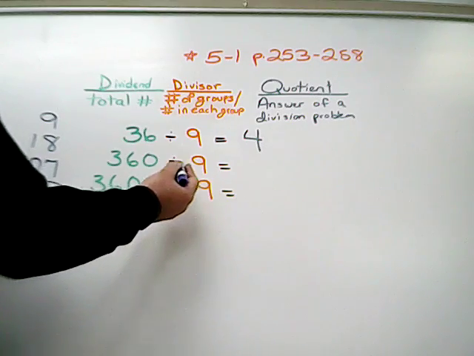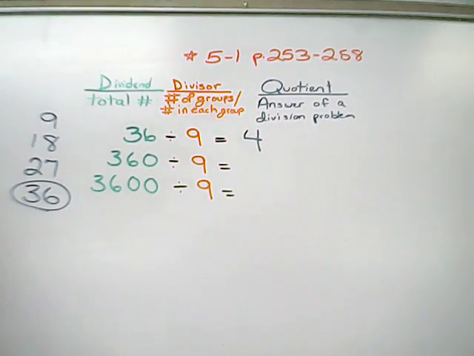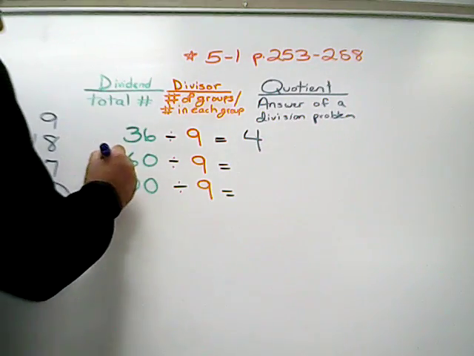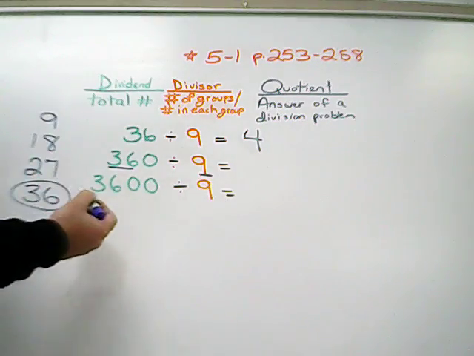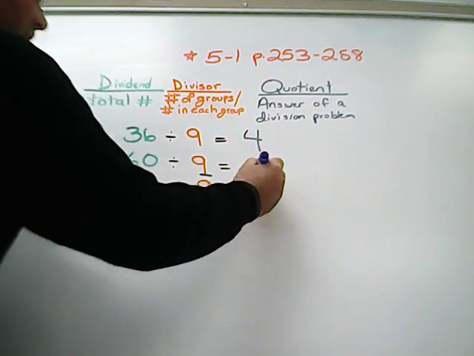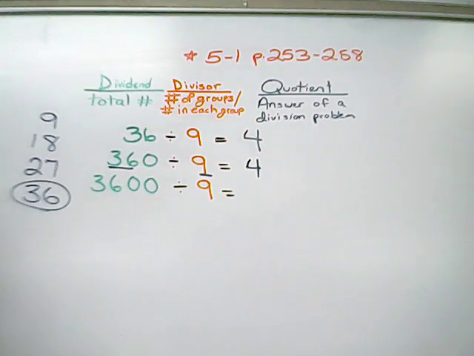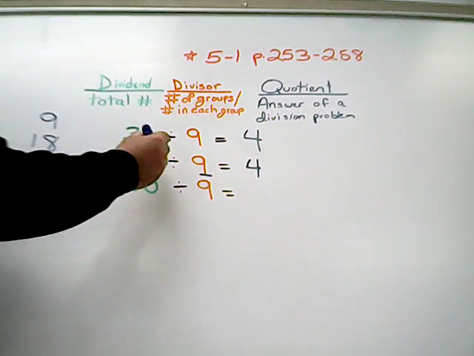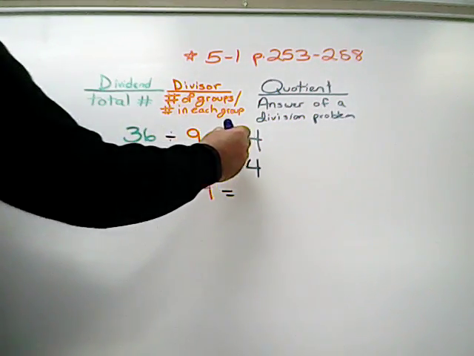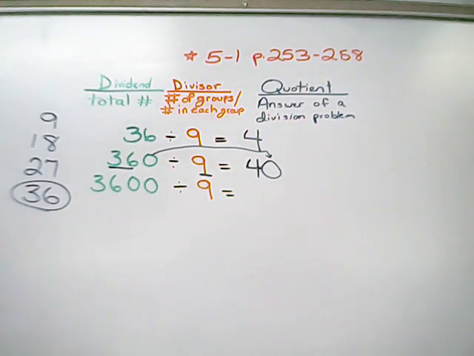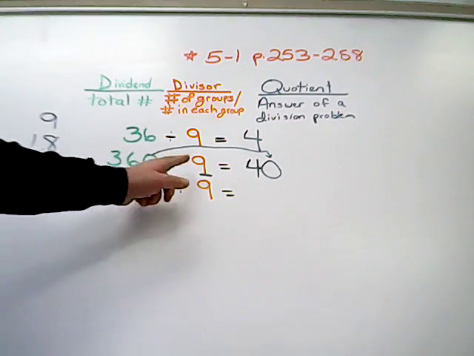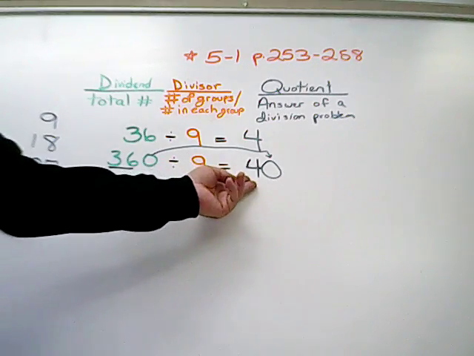I could skip count by 9s until I get to 360. But a much easier way to do this is to use the basic fact we just used above. 36 divided by 9, we just figured out is 4. And just like we did with chapter 4 in multiplication, I have a 0 in my problem, so I'm going to bring that 0 to the end. So 360 divided by 9, you get a quotient of 40.